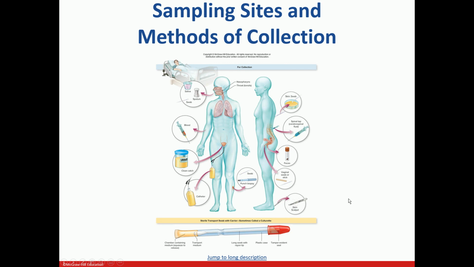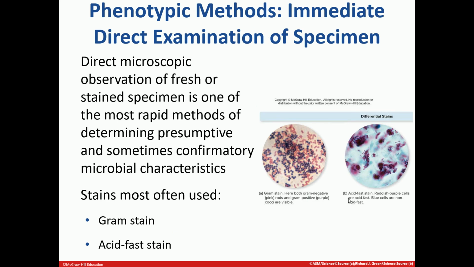So this slide shows you the different samples we take. It can be a blood sample, urine sample, skin swab, fecal sample, vaginal sample, sputum, saliva, various samples can be taken. It all depends on the kind of disease or the kind of infection the person is having.